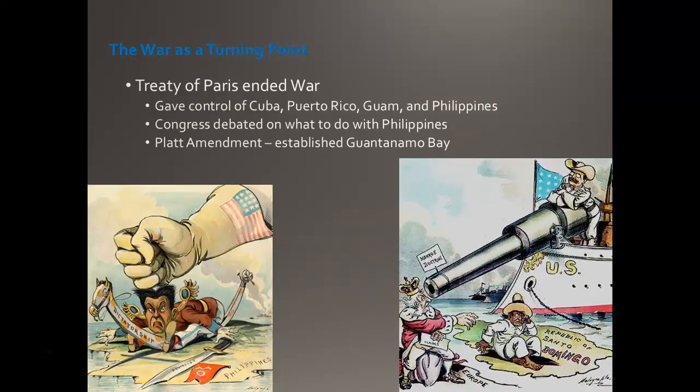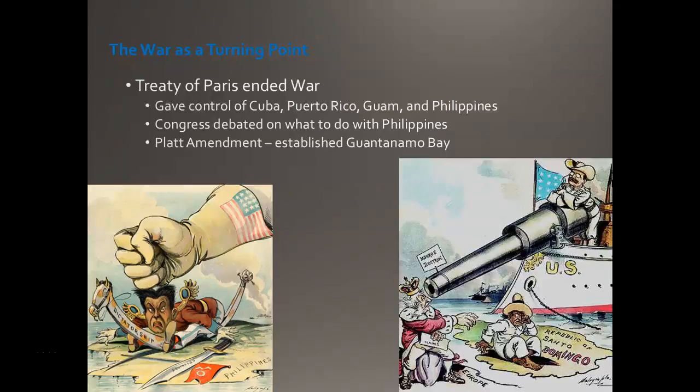Now, in the end, we have the Treaty of Paris. We've gone to Paris many times to create treaties, but at this time period, we go back to Paris and we basically say that Spain is going to give up control of Cuba, Puerto Rico, Guam, and the Philippines.